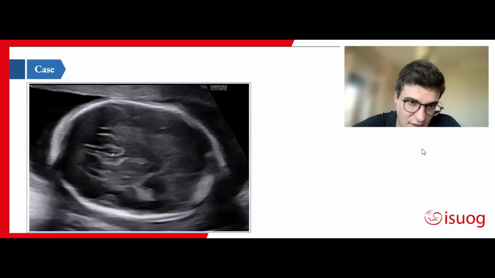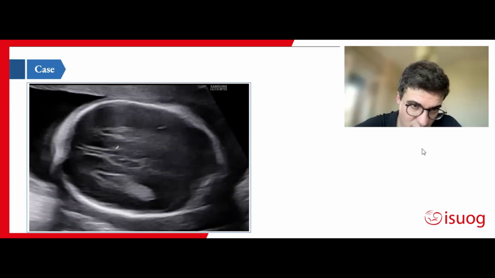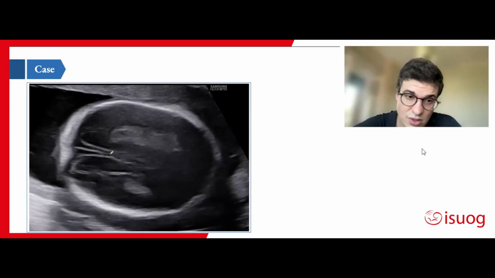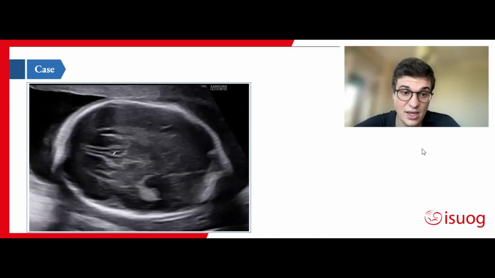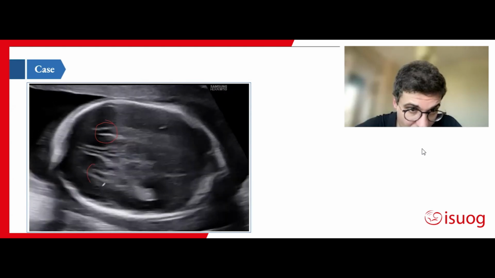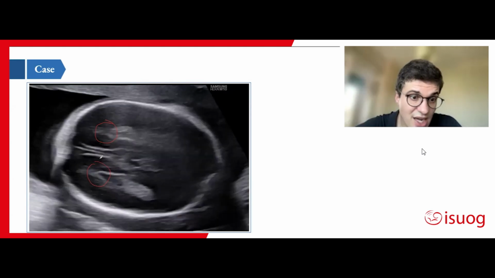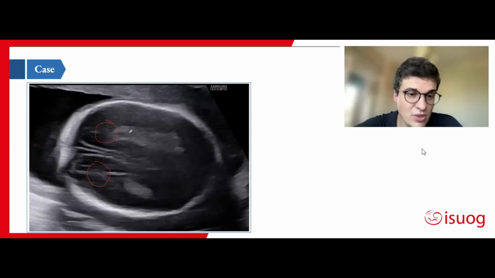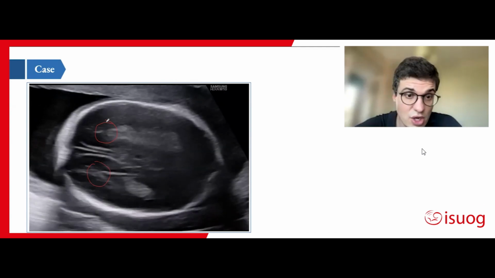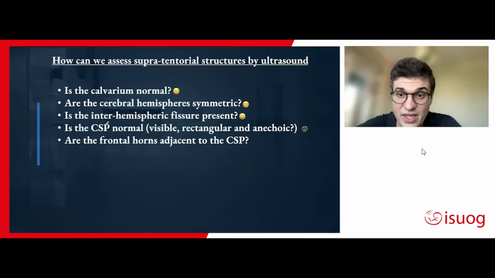So we cannot see the cavum septi pellucidi. Also, this structure, which could be misdiagnosed as a cavum septi pellucidi, is very difficult to misdiagnose because it's not rectangular, it's not anechoic, or trapezoidal in shape. But if we look at the anterior horns of the lateral ventricles, we see that one is here and the other one is here. So they are very displaced from where the cavum septi pellucidi should be. And this imaging characteristic is typical of just one condition, which is the complete agenesis of the corpus callosum.